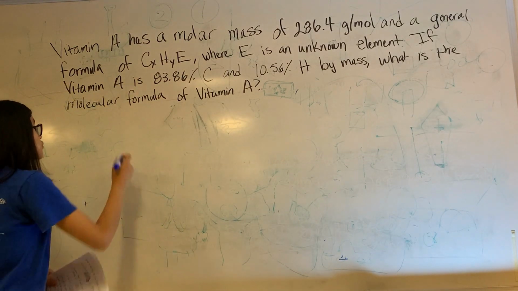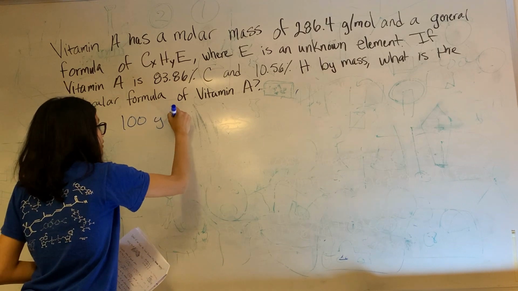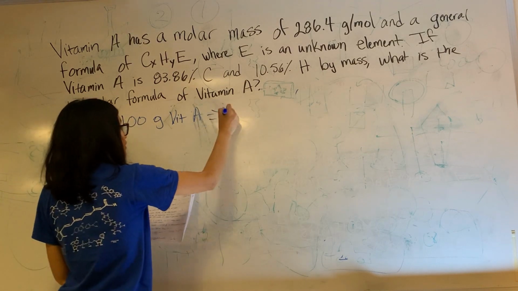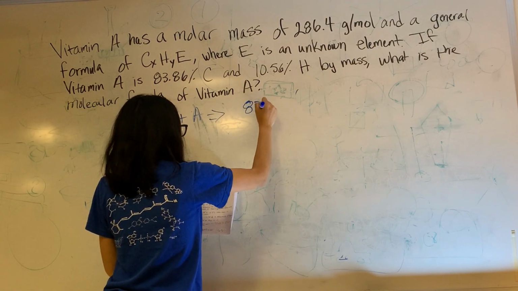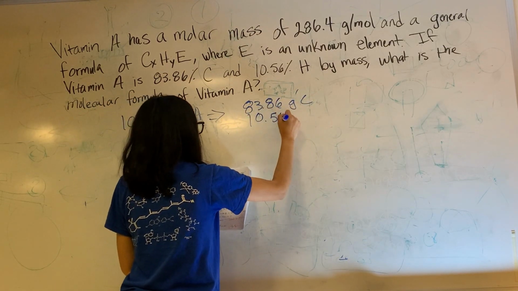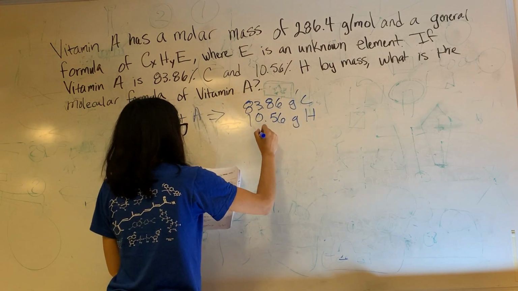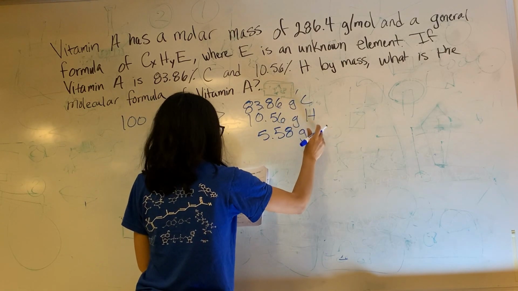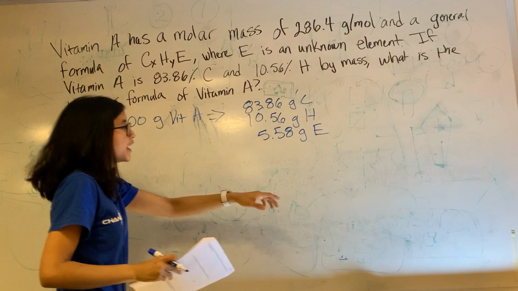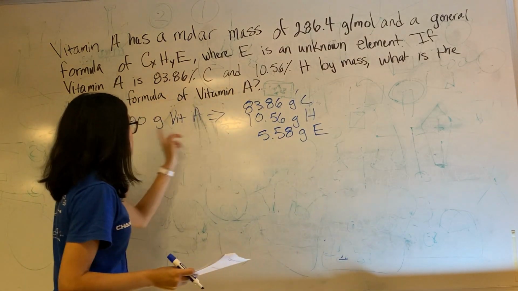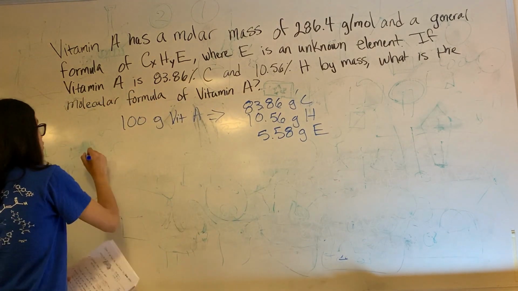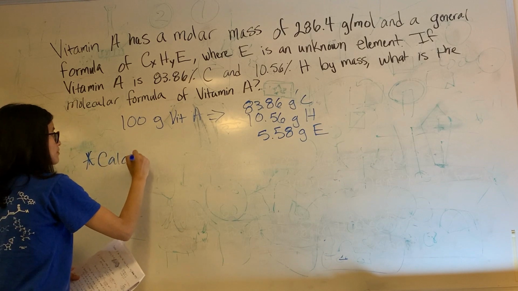All right, so if we assumed 100 grams of vitamin A, then that would mean that we've got 83.86 grams of carbon, 10.56 grams of hydrogen, and 5.58 grams of E. So these first two are just directly from the percentages, and E is just by subtraction, right? So we know we have 100 grams total, so the leftover is E. All right, so we go through our usual steps, right? Calculate the moles of each atom.